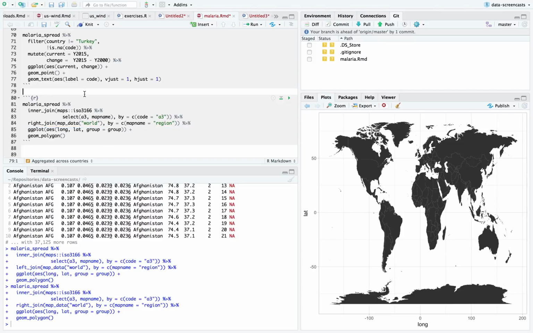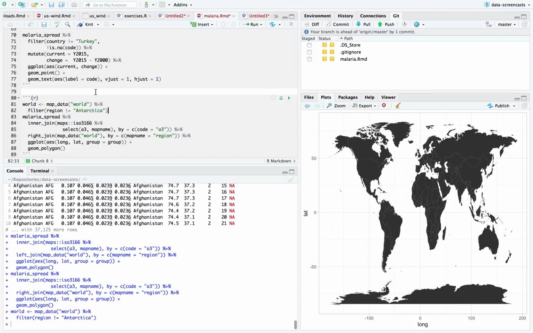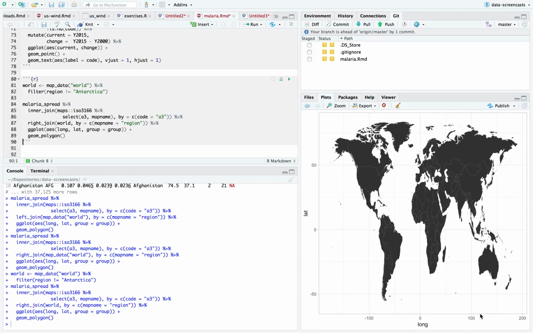So I'm going to quickly set this aside. I'm going to say world is this filtered region not equal to Antarctica. Let's find out if I spelled that right. I'm not on a good spelling route today. I just think it doesn't help a graph to have that at the bottom. I'm going to throw in the same things I always throw in to a graph. I'm going to throw in a theme void and a coord map.